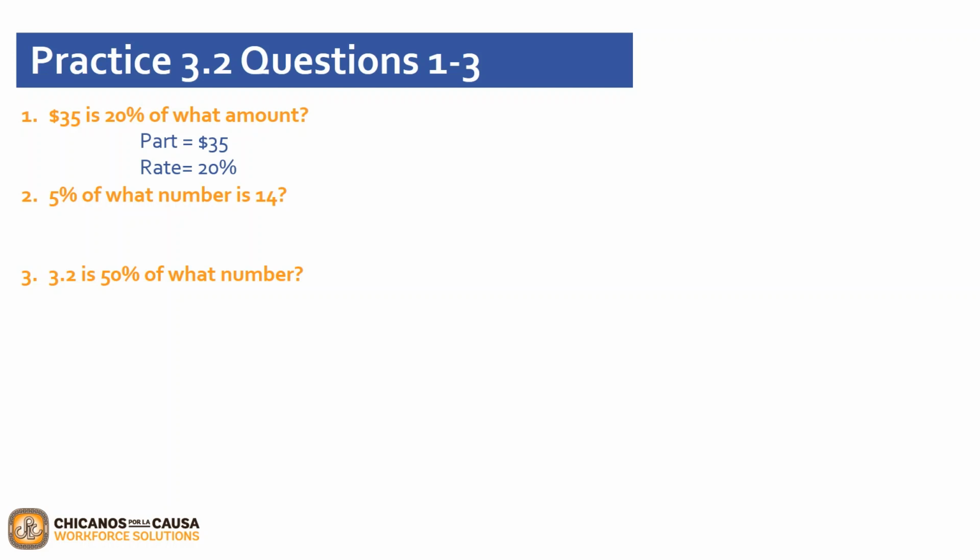20% equals 0.2. Then we need to divide the part 35 by the rate, 0.2. This gives us our answer of $175.